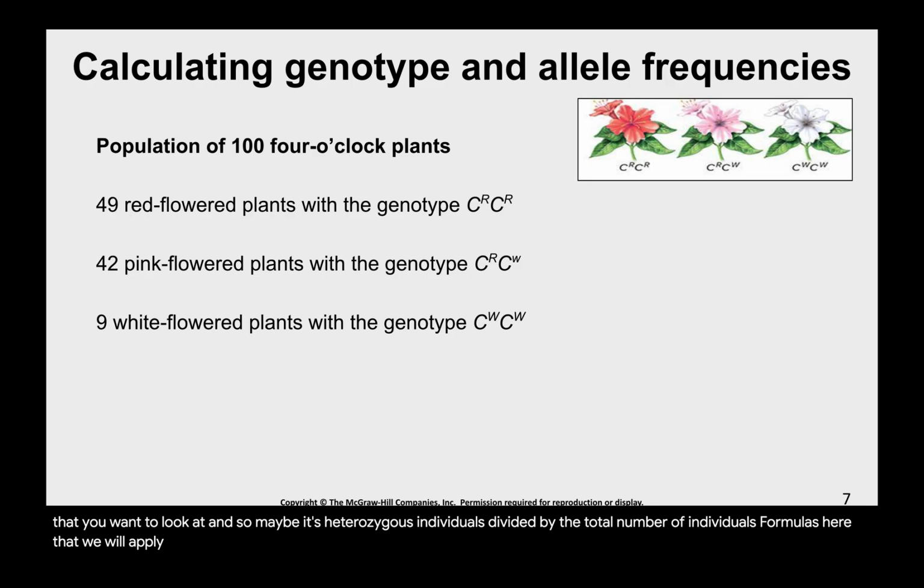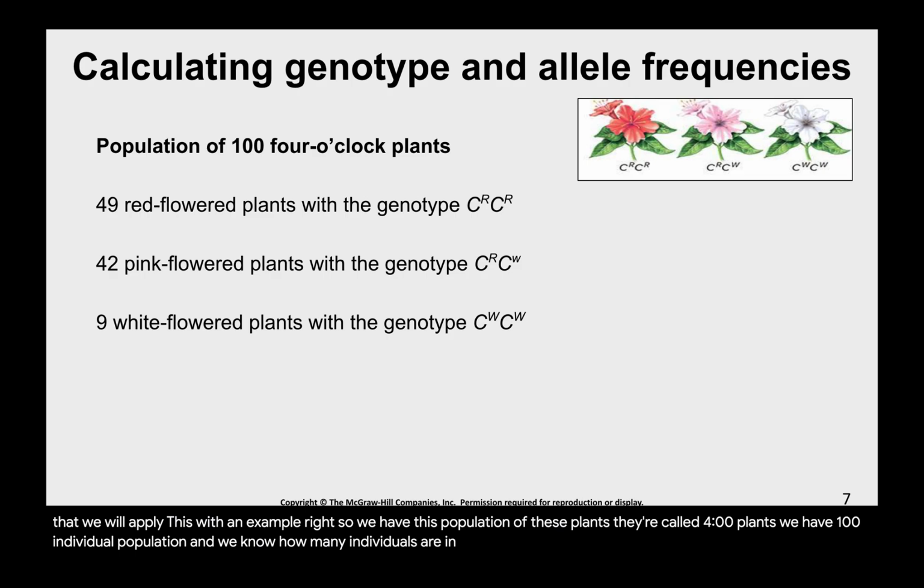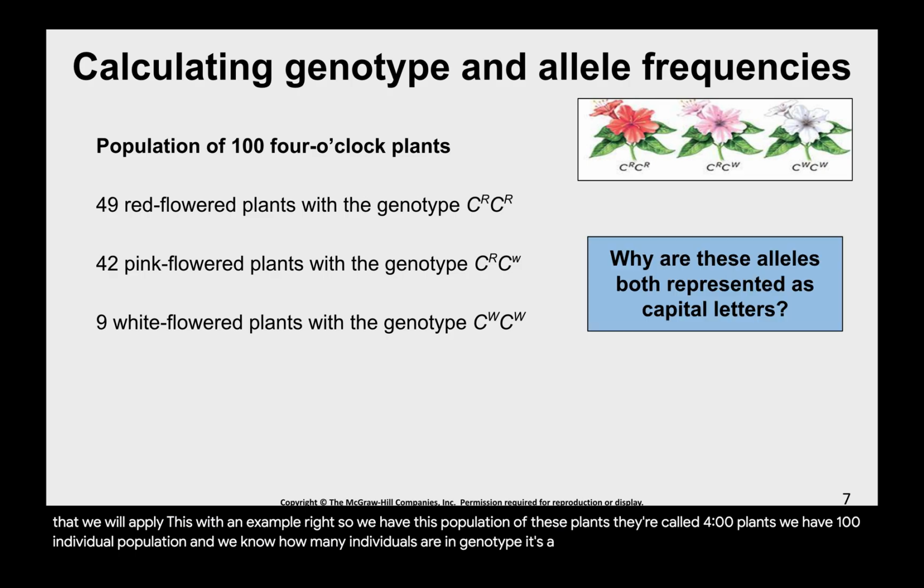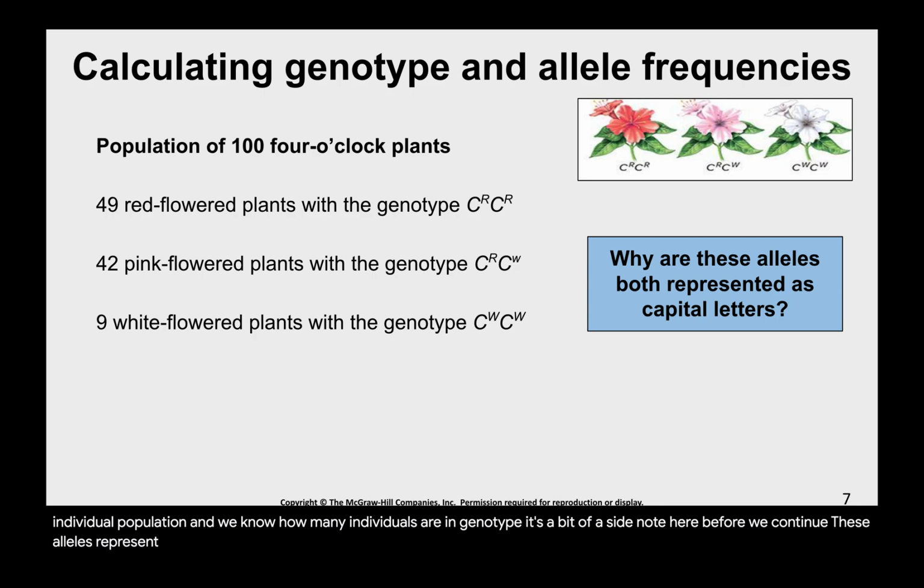And we're going to do this with an example. We have this population of plants called four o'clock plants. We have 100 individuals in this population, and we know how many individuals are in each genotype. It's a bit of a side note here before we continue. The genotypes we see here are a little different. We don't have a capital and a little letter. Why are these alleles represented as both capital letters? Does anybody have a hypothesis as to why this could be the case?